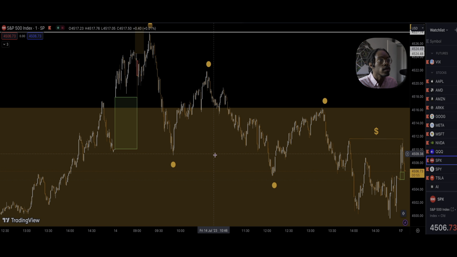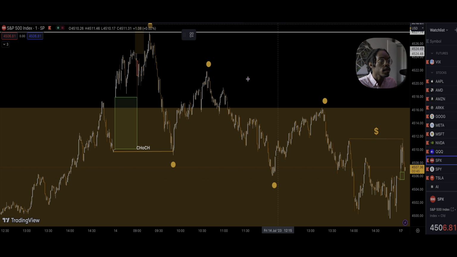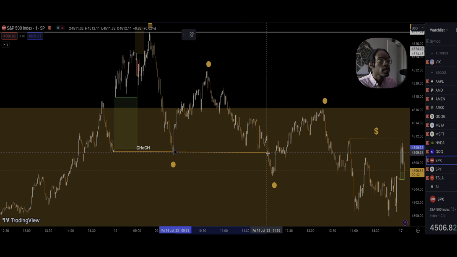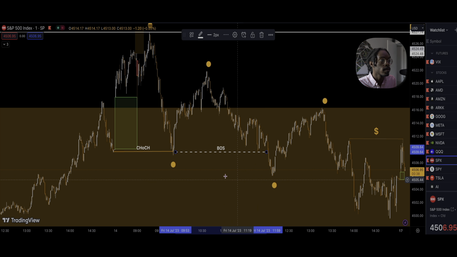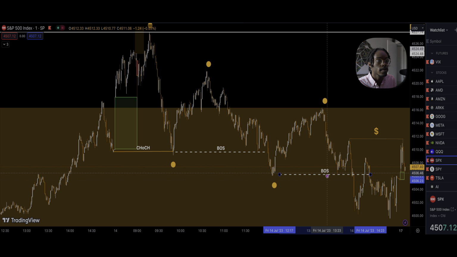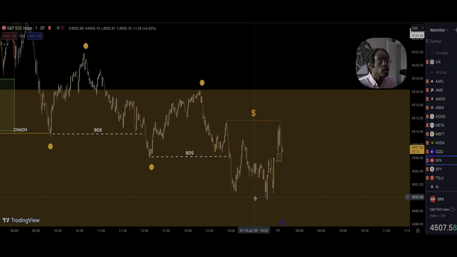I'll go ahead and draw some things out though for you. This right here, this was our initial change. So we can put a change of character right there. Then right here, we'll go out and draw a BOS. Then we can draw another one right here. And as of now, that's all we have. We gotta wait on the play. Either we going up or we going down.